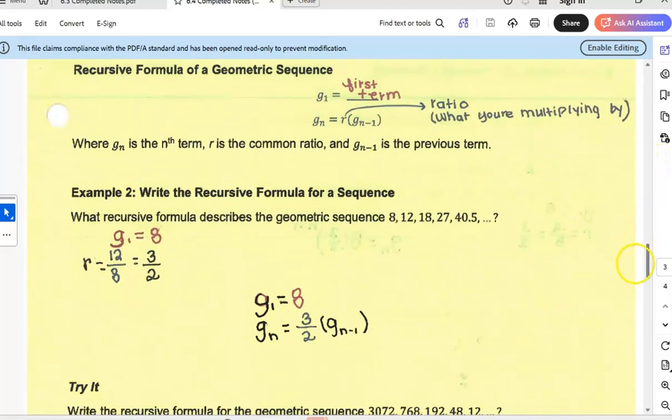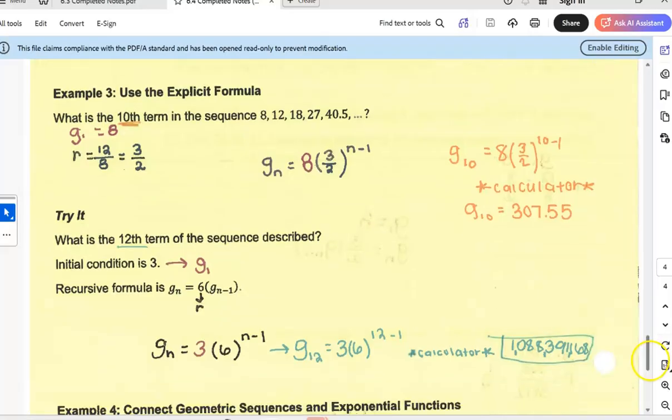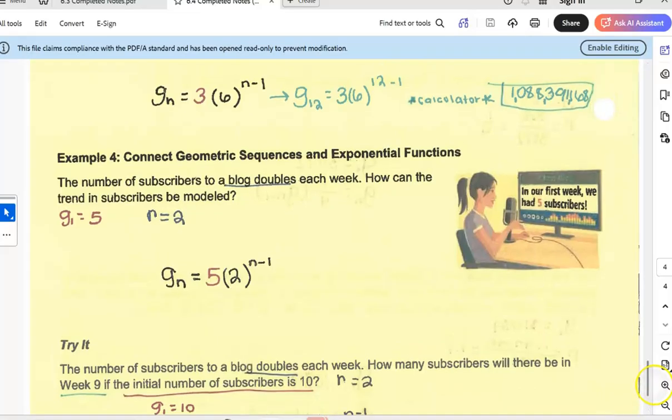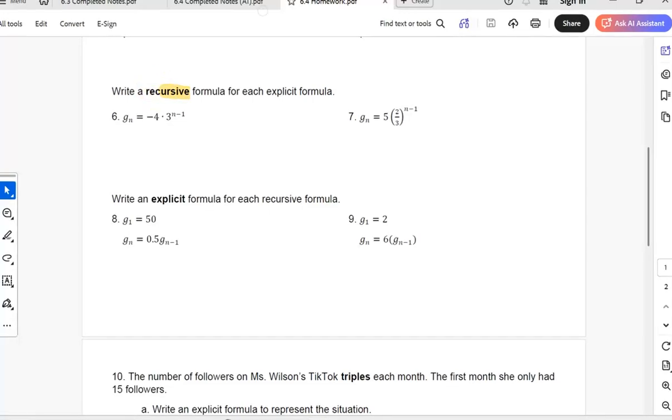In our notes, we have some examples. Here we had a sequence, and to find the ratio, we took the second term divided by the first. That gave us our ratio, and we were able to plug that into the recursive formula. Now, one other thing you're going to need to be able to do is go back and forth. On your homework, we said write a recursive formula for each explicit formula. It gave it to you as an explicit formula, and you're writing the recursive.